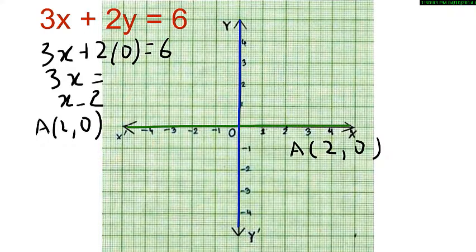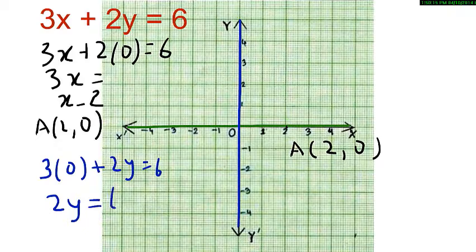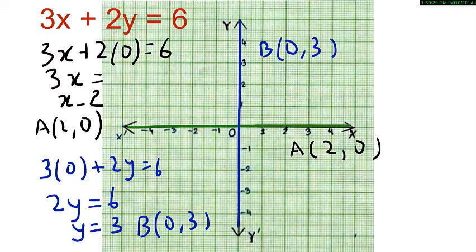To find where this line cuts the y-axis, put x equal to 0. So we have 3 × 0 + 2y = 6, or 2y = 6, y = 3. So the point B (0, 3) lies on this line. So let us mark the point B (0, 3). Can you draw this line? So right here I have drawn 3x + 2y = 6.